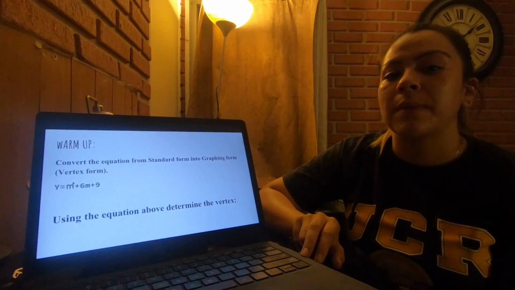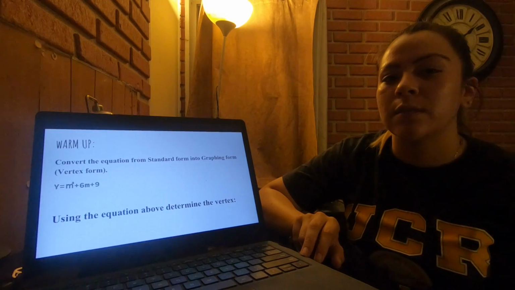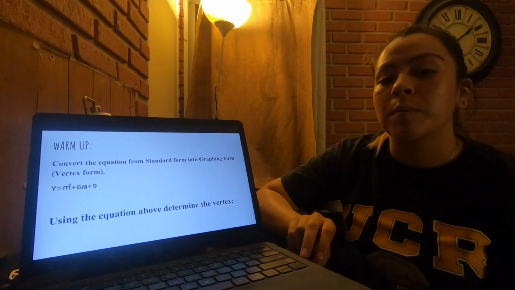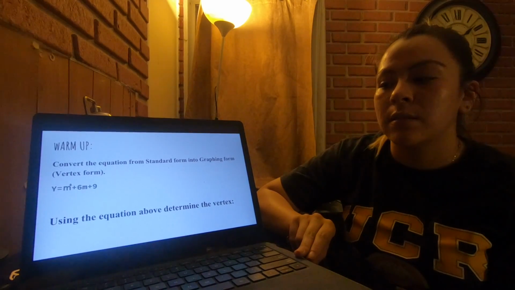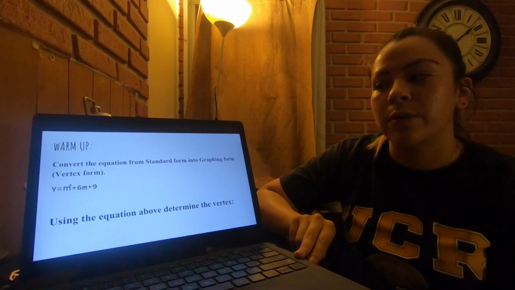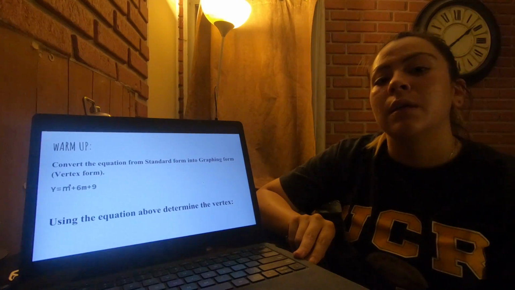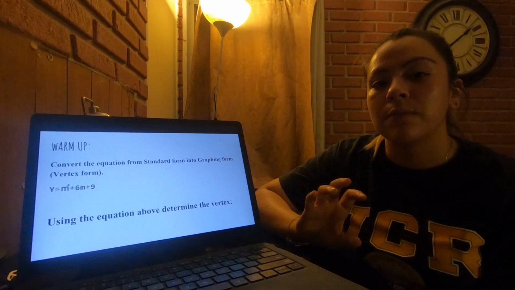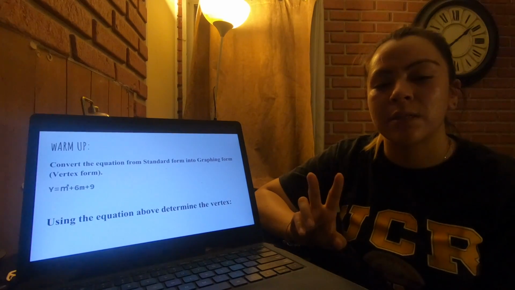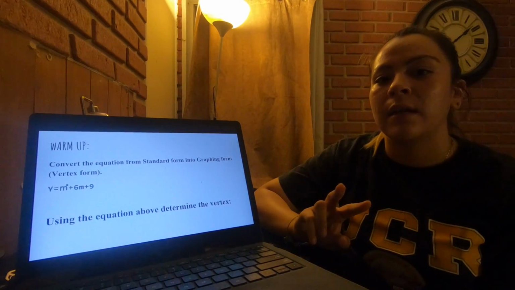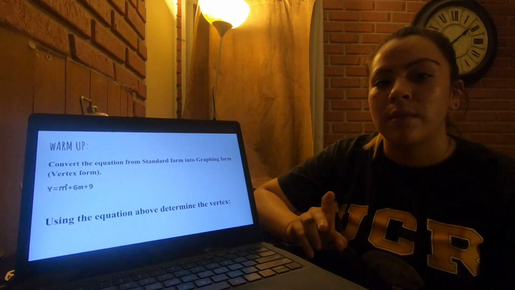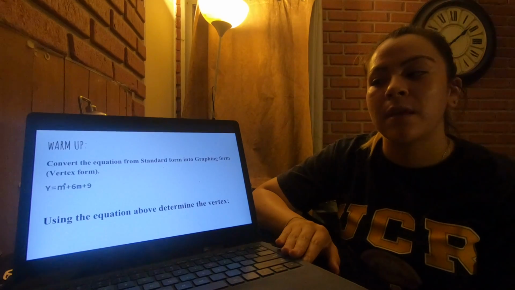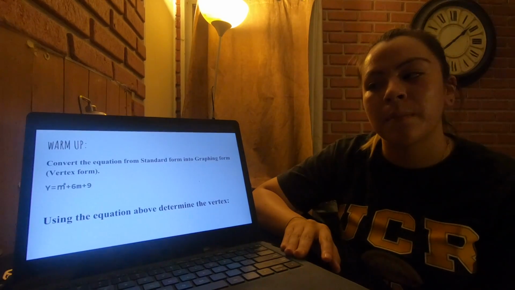So I usually like starting my lessons with a warm-up, and I usually give students no more than 5 minutes to work on the warm-up question. So my question for this day is convert the equation from standard form into graphing form. For this example, I actually put vertex form in parentheses. The reason why is because I tend to use them interchangeably during class, and students already should know that I mean the same thing.